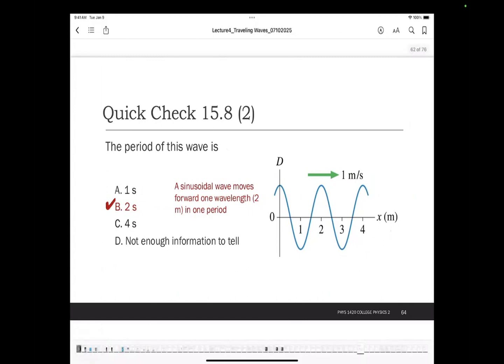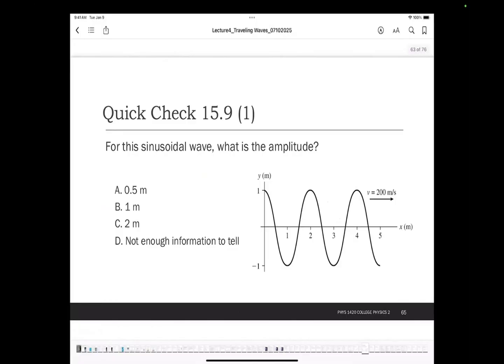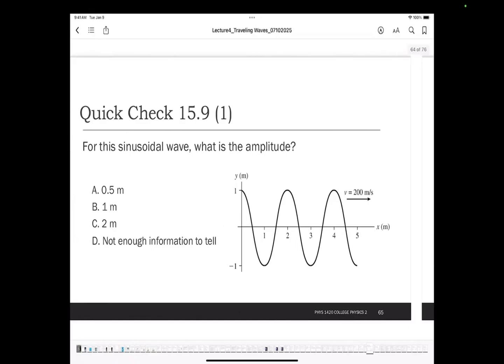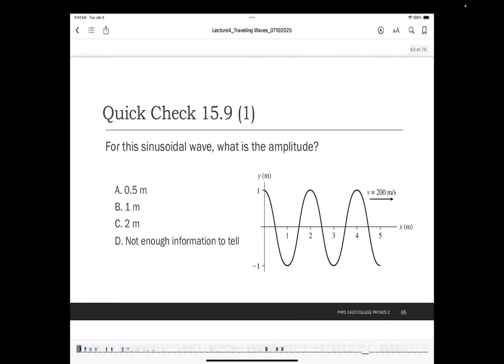Okay, let's keep going. For this sinusoidal wave, what is the amplitude? Do you know that? I think this one is very obvious. You don't even need to calculate anything. Amplitude means the maximum displacement. Am I right? So it's just this here. It is not related to the velocity times wavelength. So it's just 1.